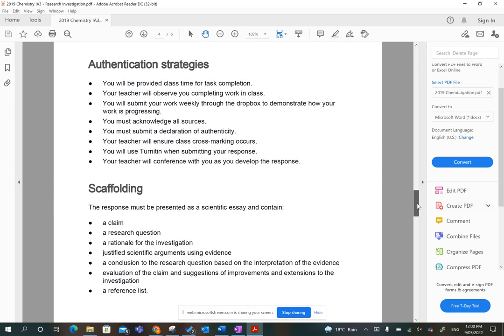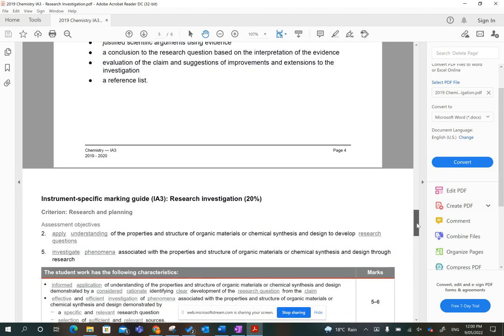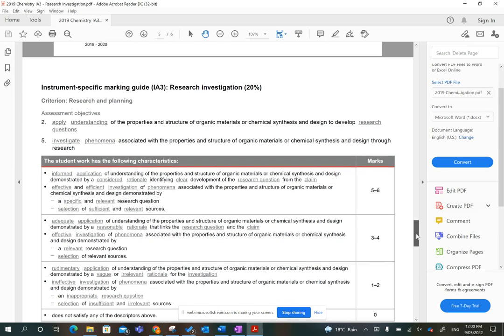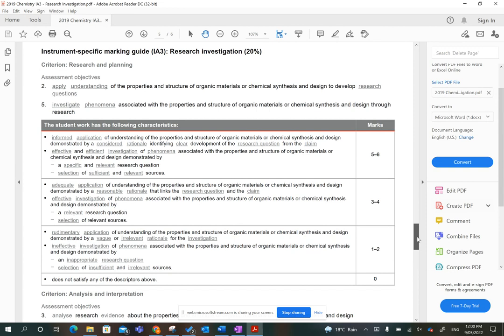So what I wanted to talk to you about now is the ISMG, the Instrument Specific Marking Guide, and just the first section. I'll make separate videos for the other sections so that you don't have to listen to my voice for extended periods of time. But the first section of the criteria sheet is all about research and planning. Okay, and all the marks for this come basically from your rationale and your research question.